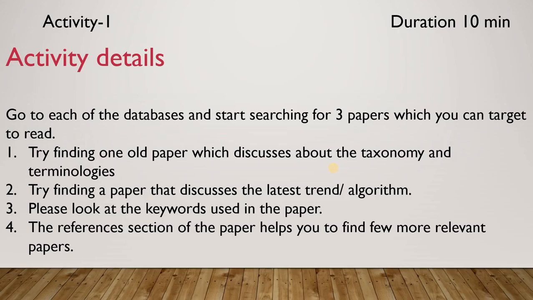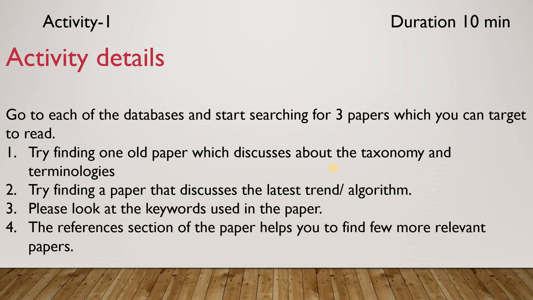So I have proposed an activity for you. Especially if you're working in a team, each one of you can go to one of the databases, and whatever project you're working on, start typing those keywords. You can use AND combinations, OR combinations, all those things, and try finding papers. The expectation is to search for at least three papers. One should be an older paper which discusses the taxonomy and terminologies used. The second is a latest paper which tells about some new algorithm or new framework that has come into the picture.